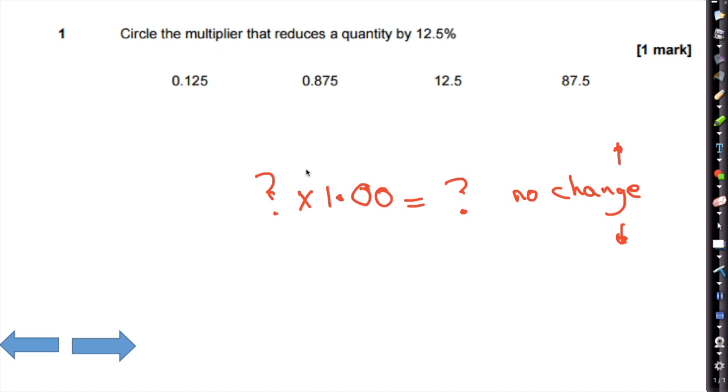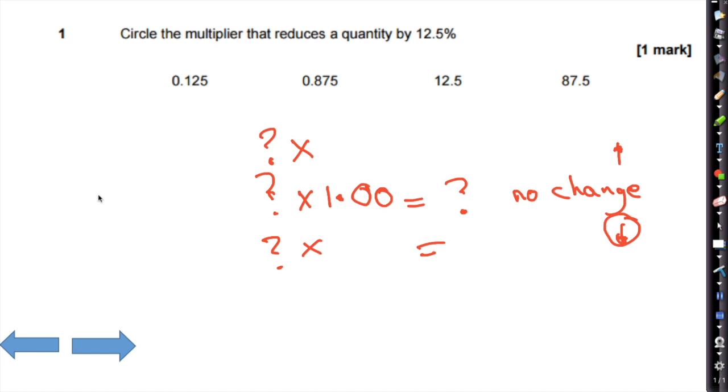If you want to increase that number, then what we need to do is multiply that number by a number more than 1. If we times it by a number less than 1, then we're going to decrease the number. So if we want to increase the number, we times it by a number more than 1. If we want to decrease a number, we multiply it by less than 1.